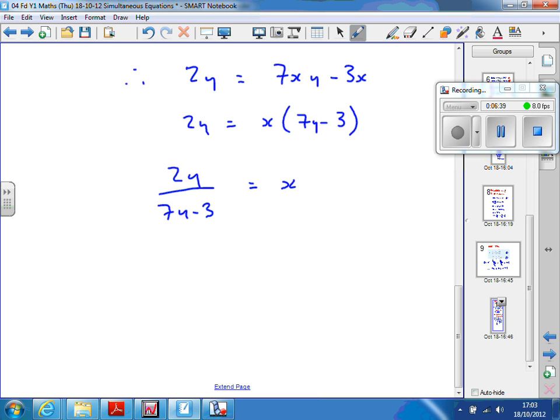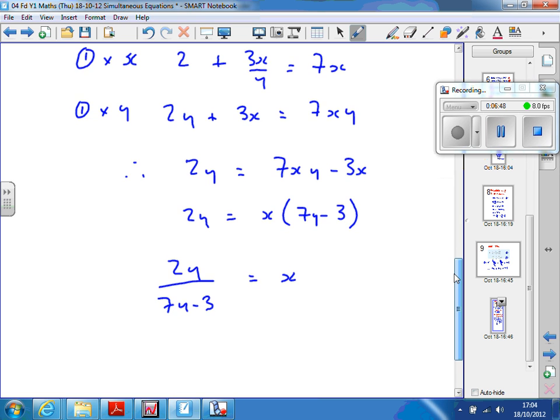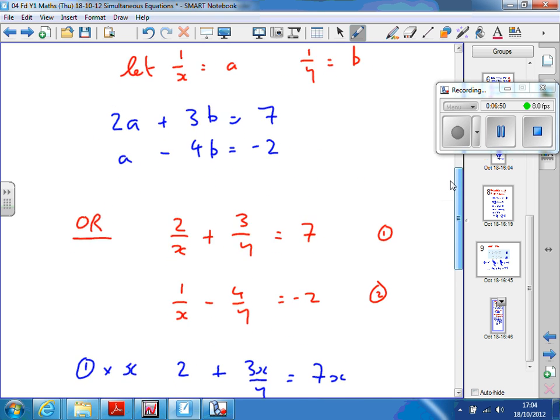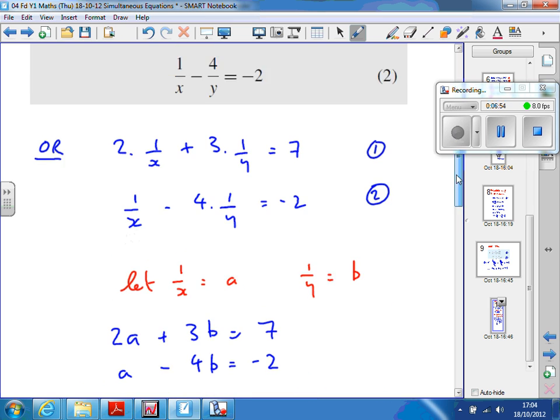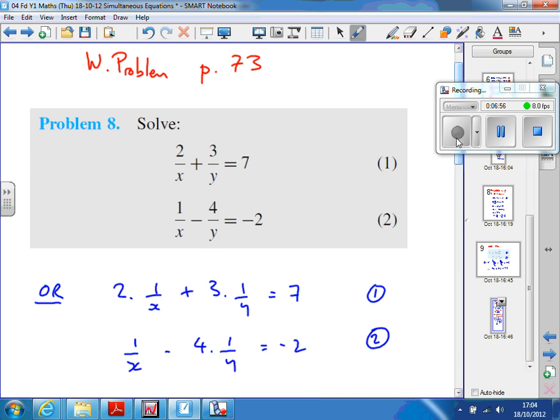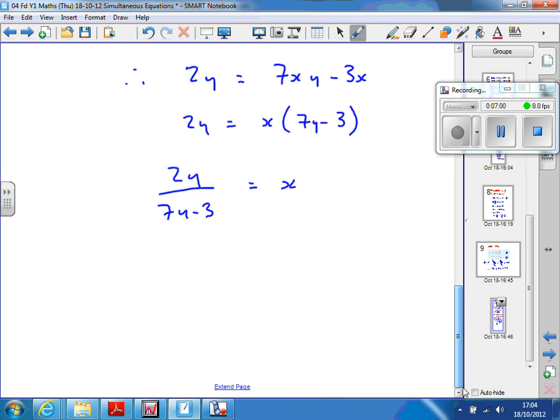Confidence with algebra comes in this one, doesn't it? There's no steps here that we've not done before. It's just you trying to use them to help us. And now substitute that back into one of the original equations. Instead of y, I'm going to write x rather. I'm going to write 2y over 7y minus 3.